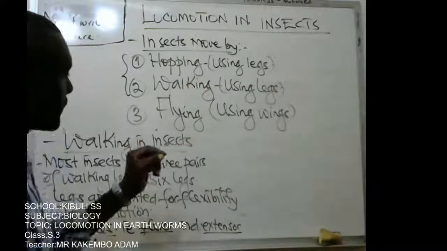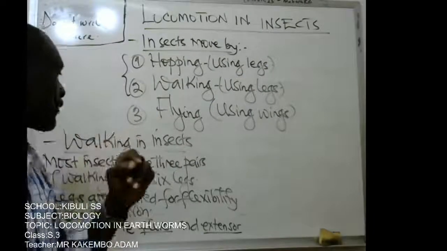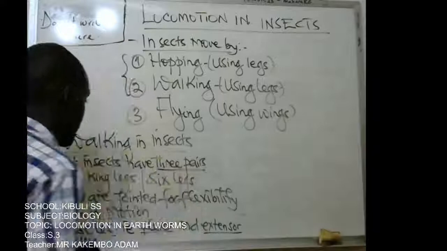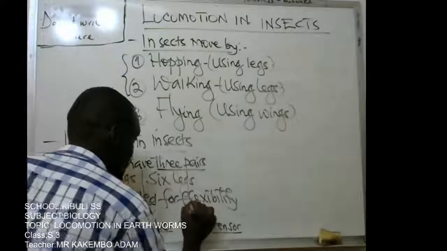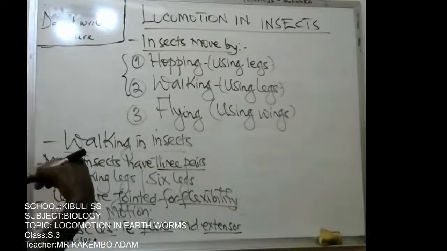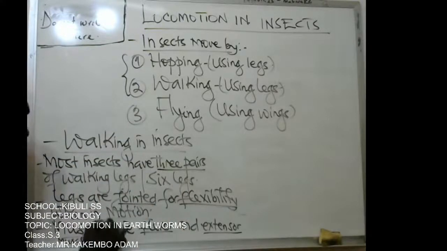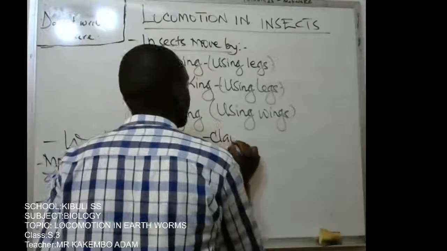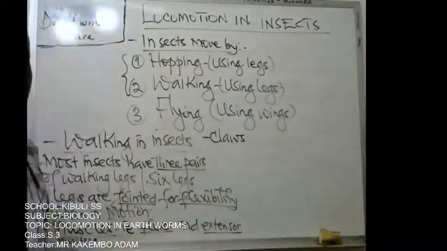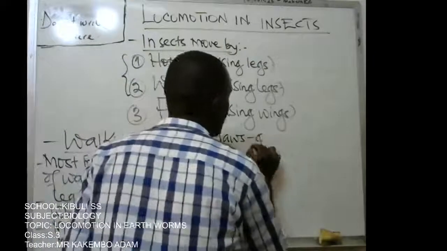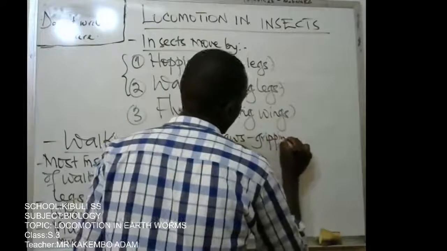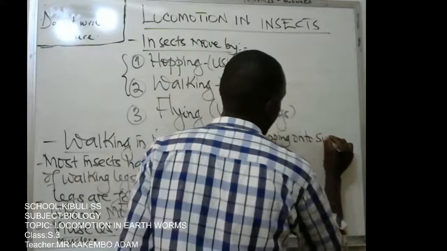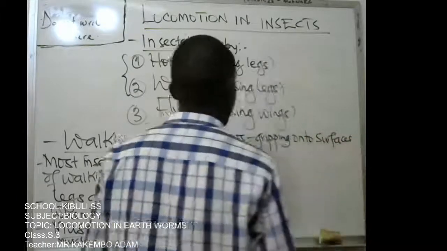Still about the legs, the features that are very important in locomotion, besides appearing in three pairs, being jointed for flexibility so the insect can fold the leg to change position, and having muscles, are claws. Those claws are important for gripping onto surfaces, right?